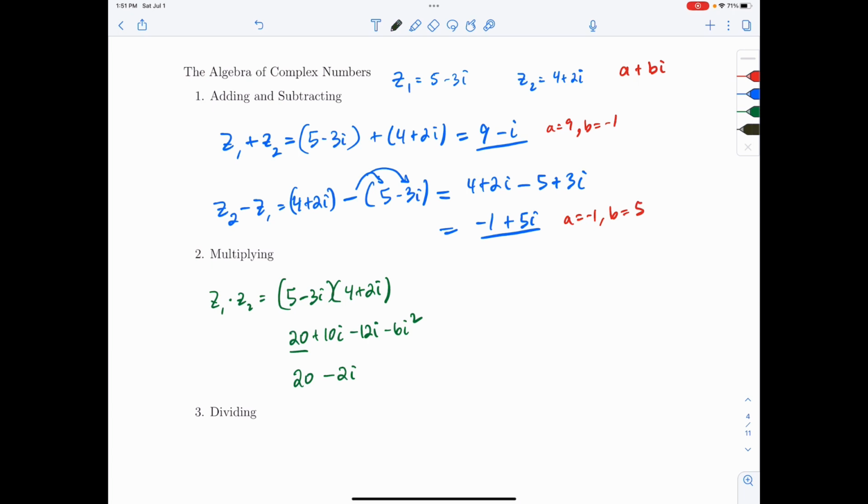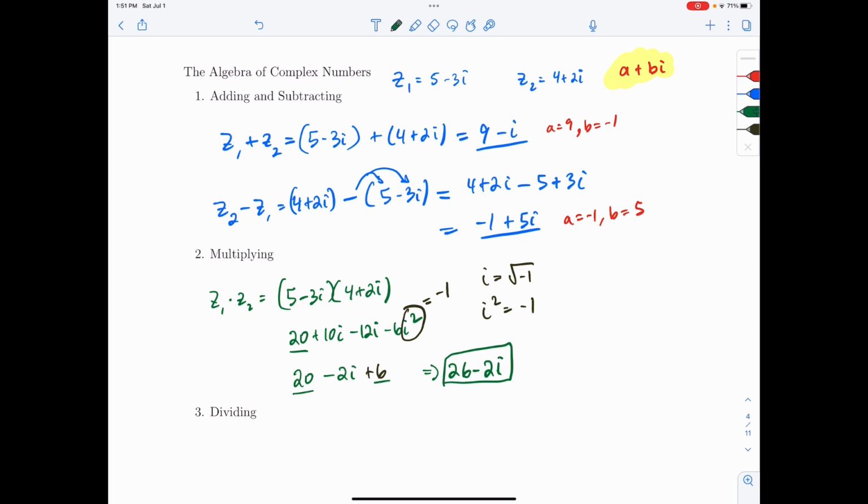And now this right here is something new that we haven't talked about yet. So remember, our definition of i was the square root of negative 1. If I square both sides, I get i squared is equal to negative 1. So this i squared is equal to negative 1. So what we have in that term is negative 6 times negative 1, which is positive 6 here. And then that 6 and the 20 can be combined. So this is 26 minus 2i as the product when I multiply those two things together. And also notice that this is in the form a plus bi now.